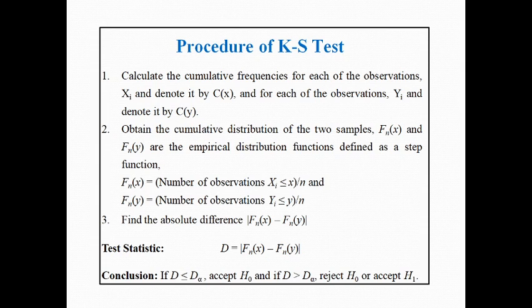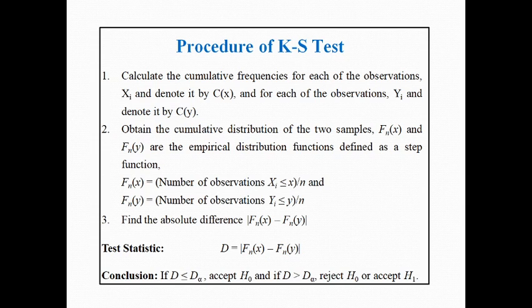After finding this cumulative distribution function for both samples, we take the absolute difference between these two cumulative distribution functions, and the test statistic D is equal to the maximum of this absolute difference. The test statistic is just the maximum of Fnx minus Fny. Our conclusion is: if your calculated value is less than or equal to the table value or critical value, then we fail to reject H naught, and if D is greater than your critical value, then we reject H naught or accept the alternative hypothesis.